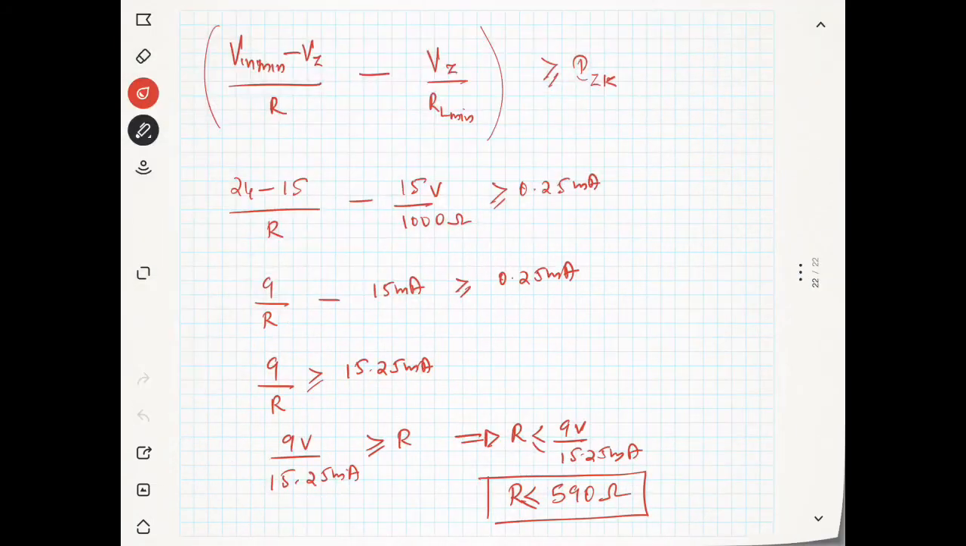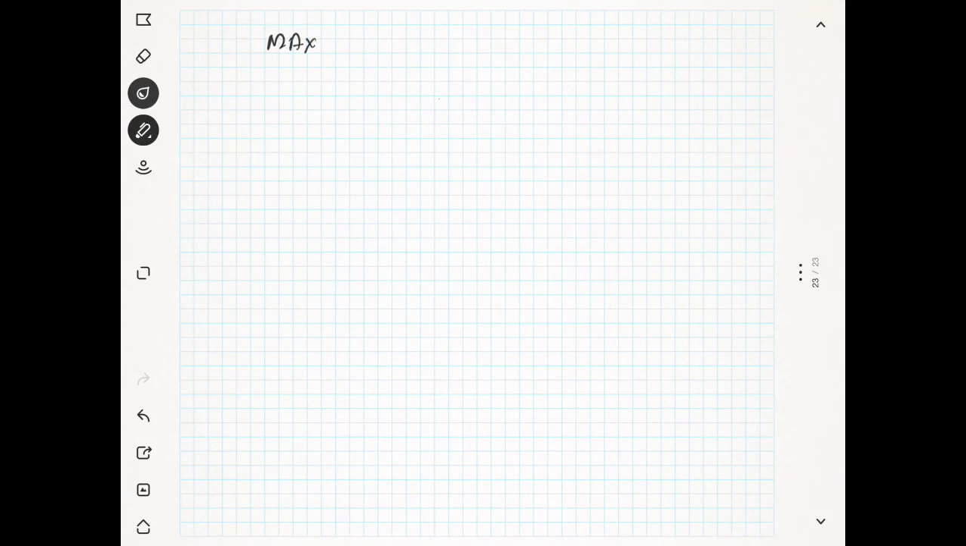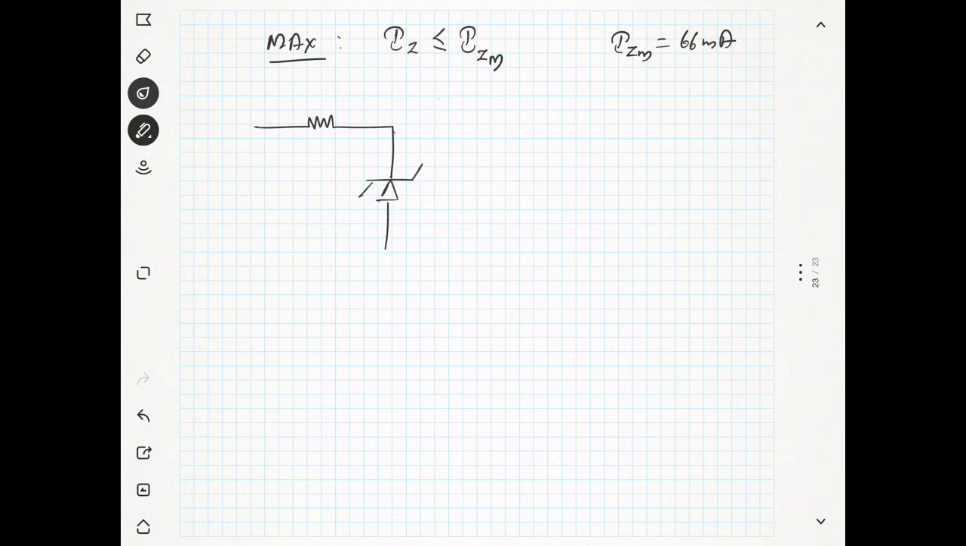Now we will use the design. What should be the condition related to the maximum case? In the maximum case, the current through the Zener diode should be less than IZM, and you know that this IZM we have already got as some 66 milliampere, right? We got it as 66 milliampere. Now I will draw the circuit diagram again to explain this idea.